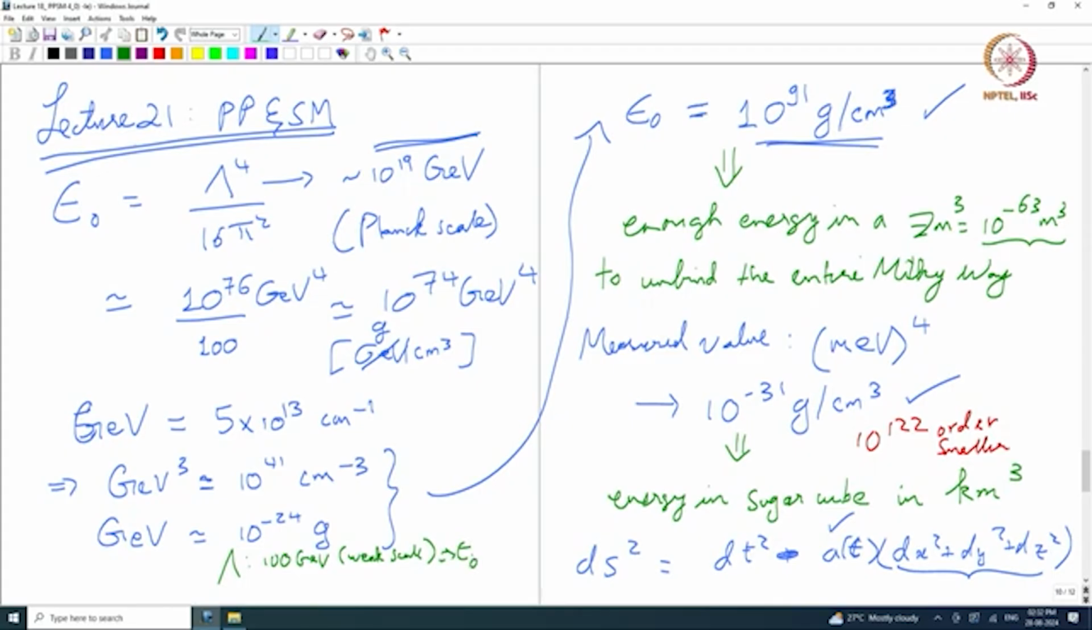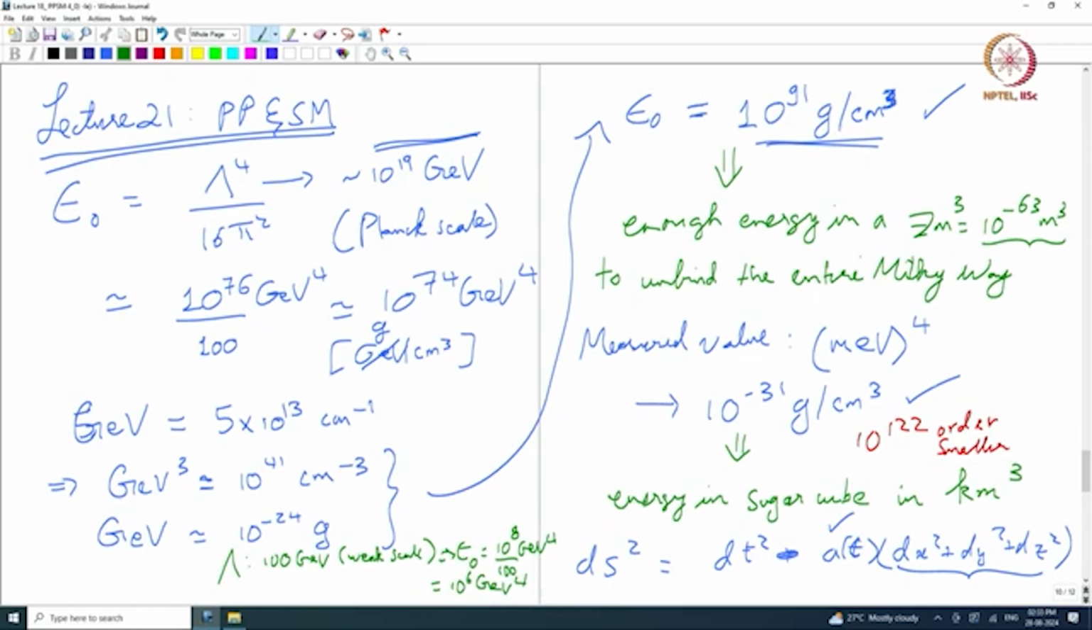What is lambda to the 4th now? It is 10 power 8 divided by 100. 16 pi squared is 100, right? And that is what? 10 power 6 GeV to the 4th. Correct? Now notice that even this is still much larger than this.